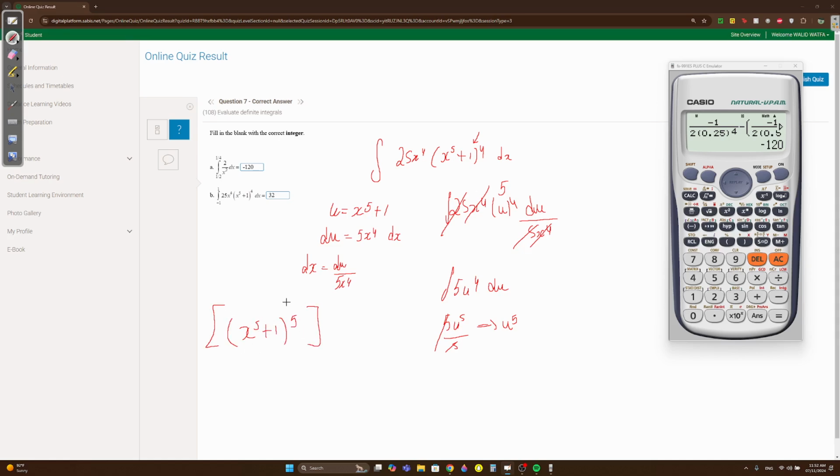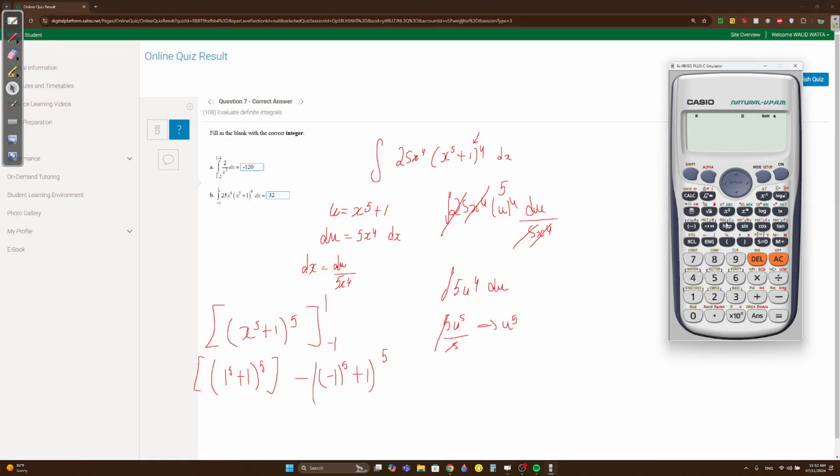And we need to find the range of it between minus 1 and 1. So don't forget what we're looking for. How do you find the range? Just substitute, guys. You're going to get 1 to the power of 5 plus 1 to the power of 5 minus, minus 1 to the power of 5 plus 1 to the power of 5. It should be 0. Yeah, this should be 0 because minus 1 plus 1 is 0.